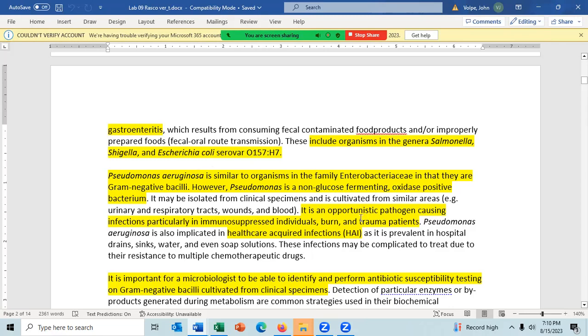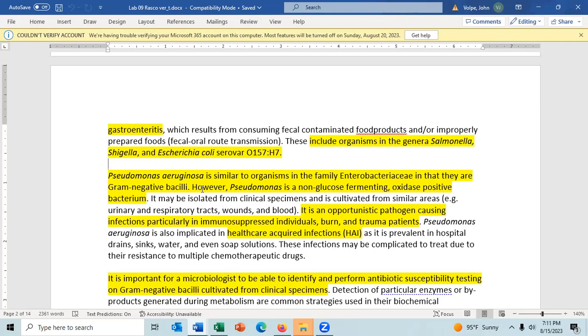The Pseudomonas can be opportunistic pathogens, particularly Pseudomonas aeruginosa, which can cause infections in immunosuppressed individuals, burn patients, and trauma patients. Pseudomonas aeruginosa is very lousy at causing an infection in a healthy individual, and that's simply because it is not good at breaking the first line of defense.